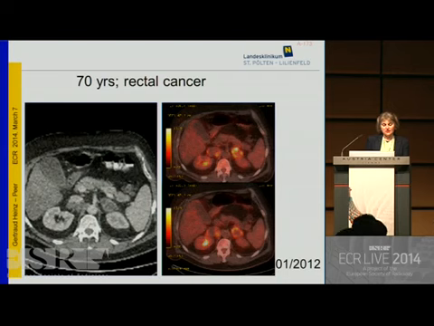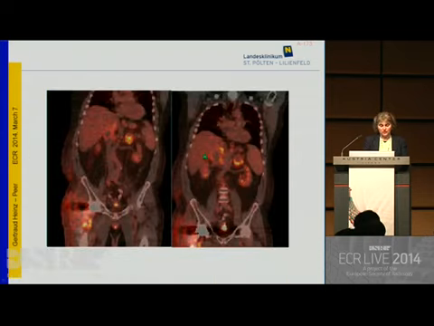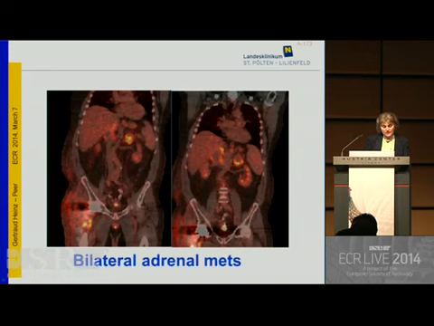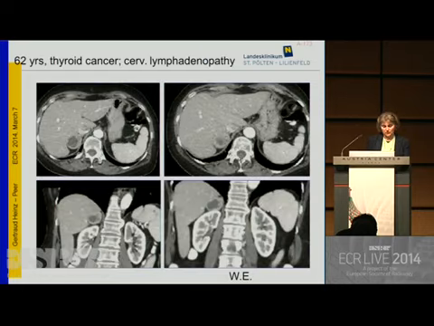This is a 70-year-old patient diagnosed with rectal cancer, and on a staging CT, the patient was diagnosed with these bilateral adrenal masses. We did a PET-CT, and PET-CT showed increased FDG tracer uptake in both of these adrenal lesions. You see the coronal images here. There's a lot of tracer uptake, especially in the periphery of the lesion, not so much in the necrotic areas. However, this is really indicating the presence of metastasis. And this was proven histologically.